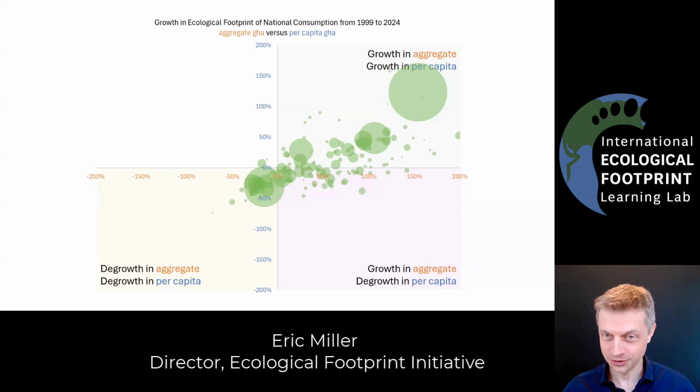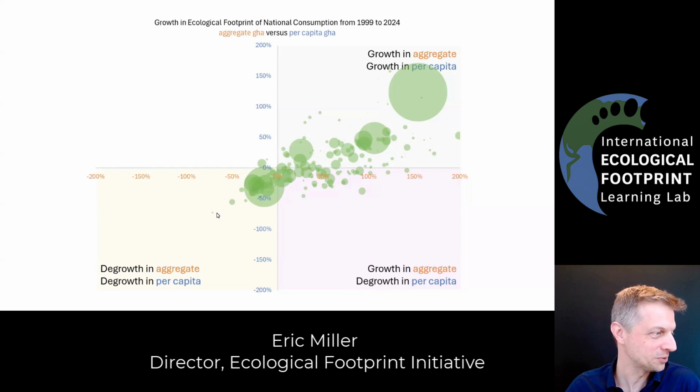In this other quadrant, we have countries that over this 25-year period have experienced a degrowth in aggregate national ecological footprint of consumption and a degrowth on the per capita basis as well. And so this is where we see some of those countries profiled in the preceding question that we asked, including, for example, Uruguay, as this dot represented here, and the Netherlands, as this dot over there. The Netherlands' total ecological footprint of national consumption is greater than that of Uruguay, and so that's why it's a larger dot as compared to that.